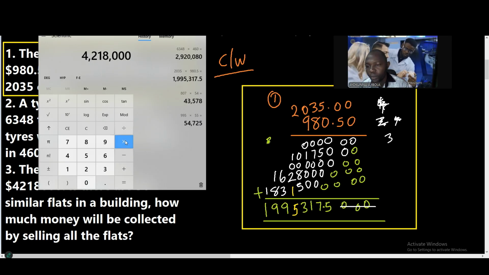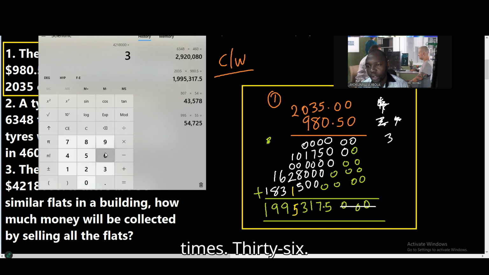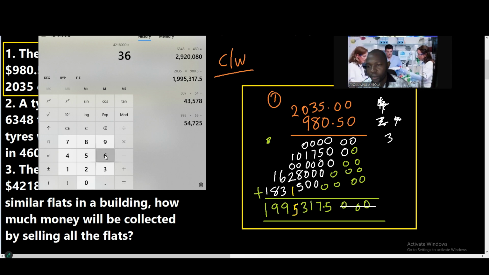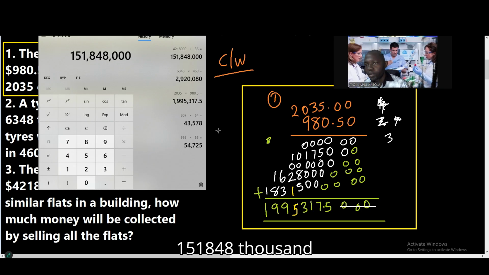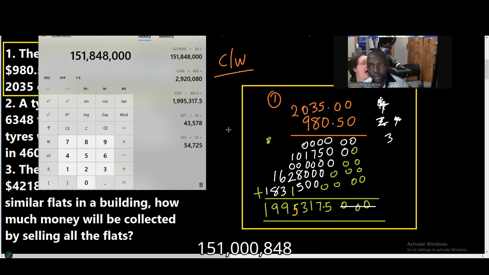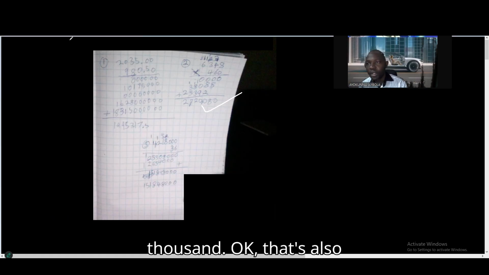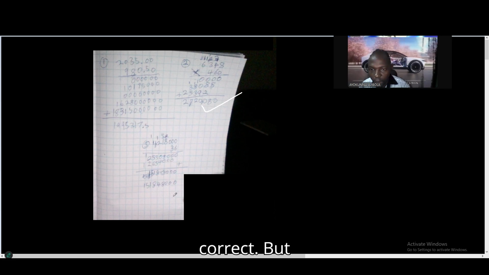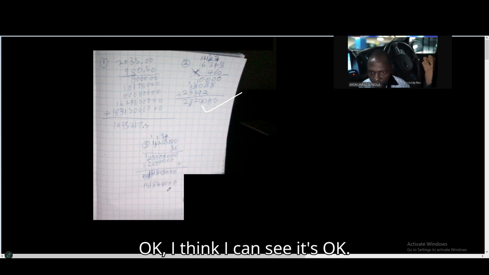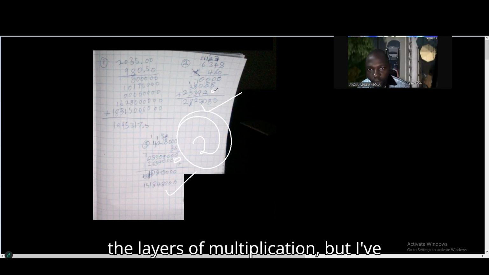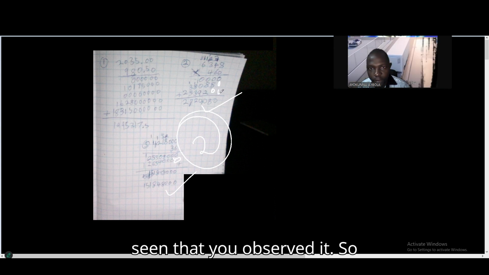4,218,000 times 36. Okay. That'd be 151,848,000. Okay, that's also correct. But one thing I observed is that, okay, I think I can see it's okay. I wanted to talk about the layers of multiplication, but I've seen that you observed it.